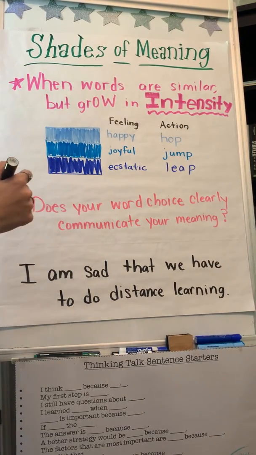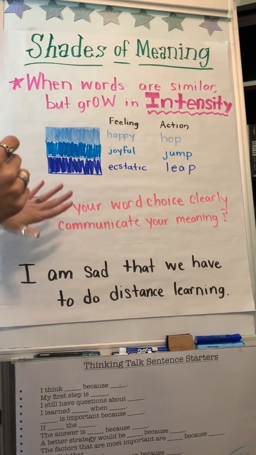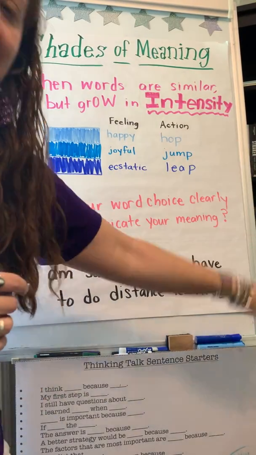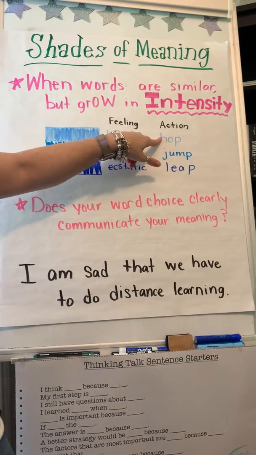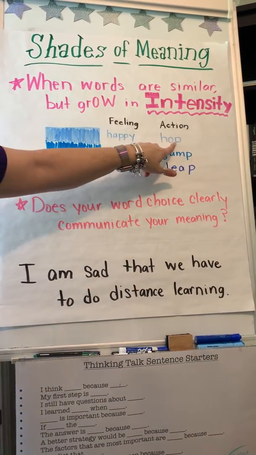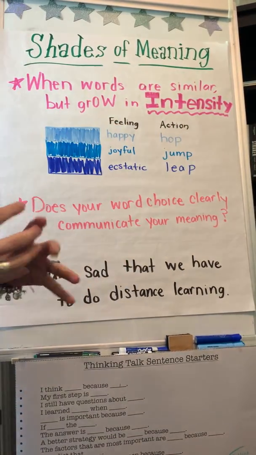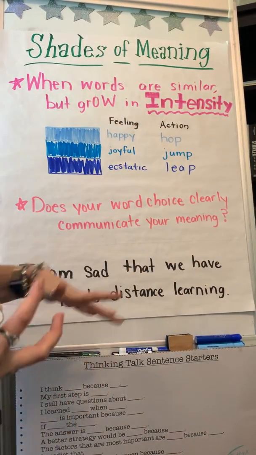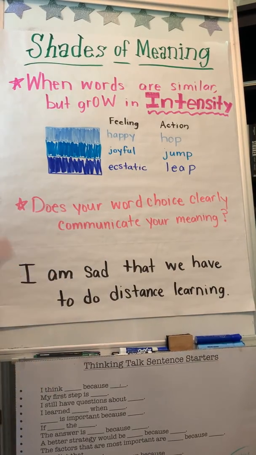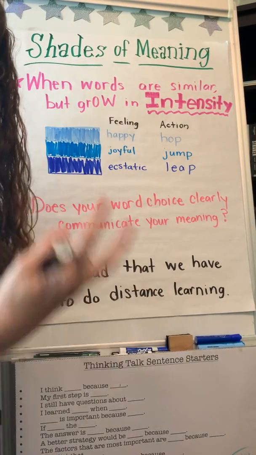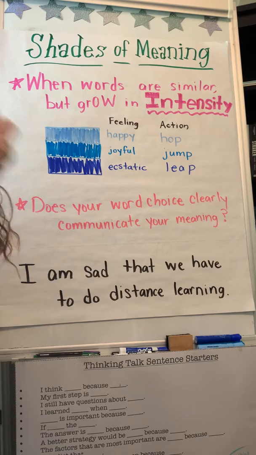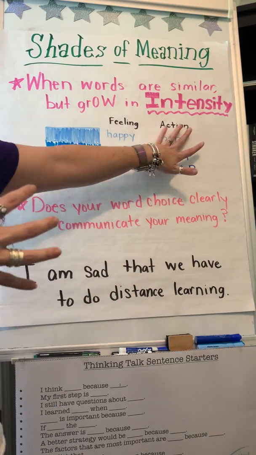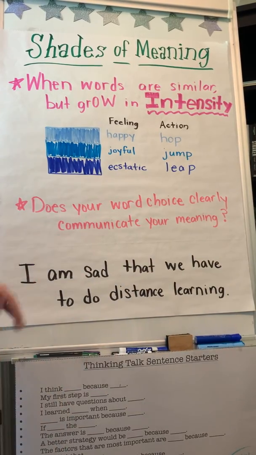You want to make sure that your word choice clearly communicates your meaning. If Cadbury is trying to escape from a hawk, he's not going to do a little hop. He's not going to do the smallest jump he can do. He's going to do the biggest, most intense jump he can do. He's going to leap. You're going to make sure when you're writing, you're conveying that to your reader so that they understand how powerful of an emotion or how powerful of an action is going on.